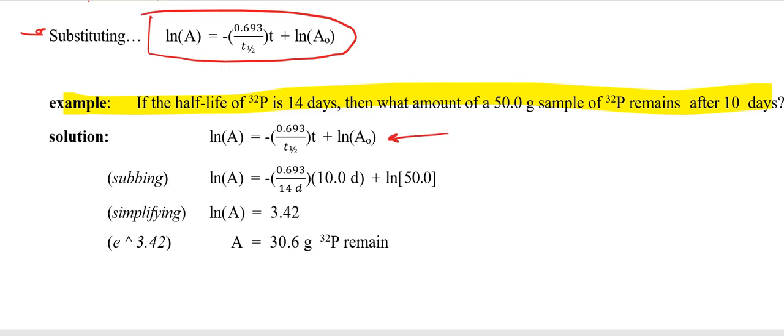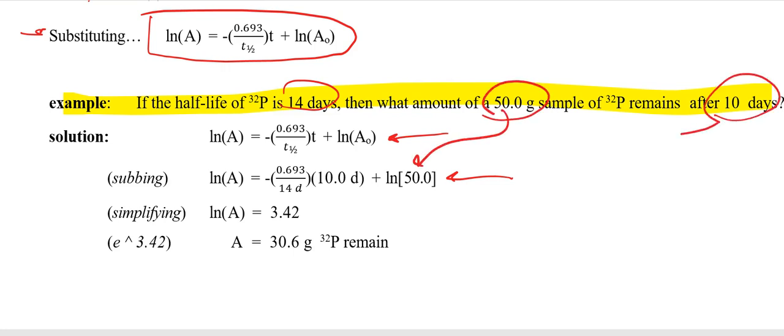Alrighty? If we do that equation, substitute in our values, half-life is 14 days, okay? The 50 grams would be the original amount. Our 10 days is the amount of time that we're talking about. Simplifying that side, we get natural log A, 3.42. How do you undo a natural log? Natural logs are base E. Raise both sides to the power of E. That will cancel out the natural log. And so the amount that remains would be 30.6 grams of P32.